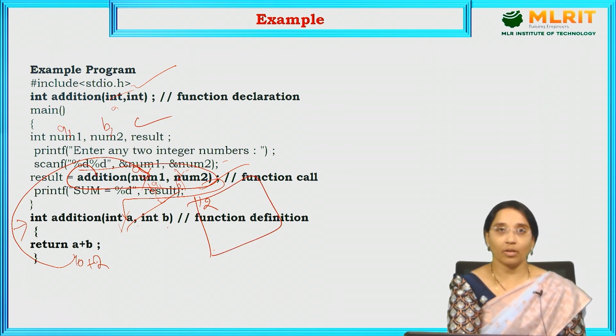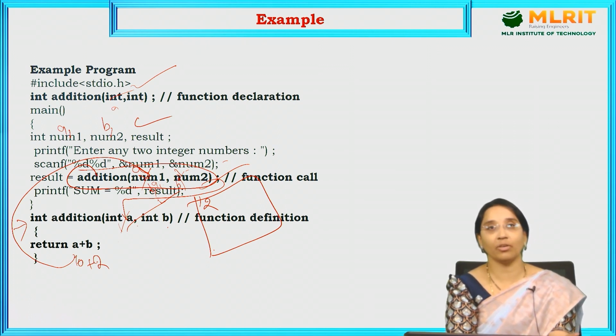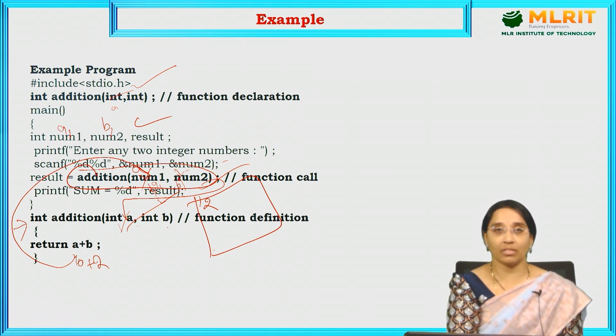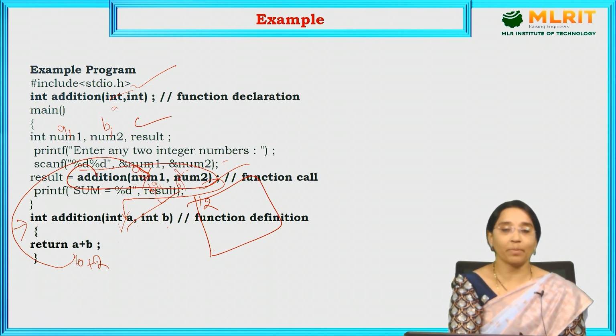If you want to execute the same code again, just write it again, addition of num1 comma num2. So for the second time the code will execute. If you want to execute the same code 3 times, just call the function 3 times. So this is the basic prototype that we follow while writing functions.